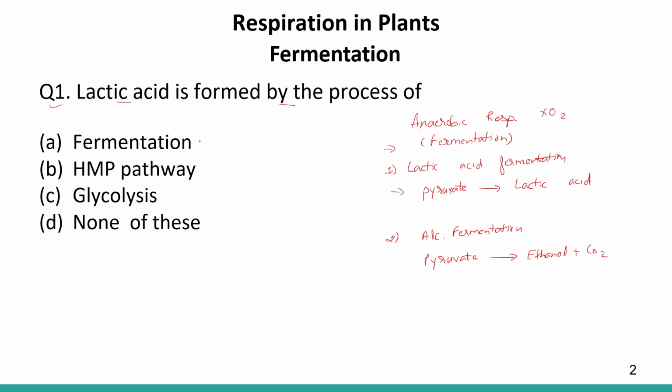Now coming back to the options, first option is fermentation. So this is the correct option. Second option is HMP pathway. What is HMP pathway? HMP pathway is the hexose monophosphate shunt pathway. This pathway is an alternative to glycolysis and it produces ribose 5-phosphate and NADPH. So this is also not correct.